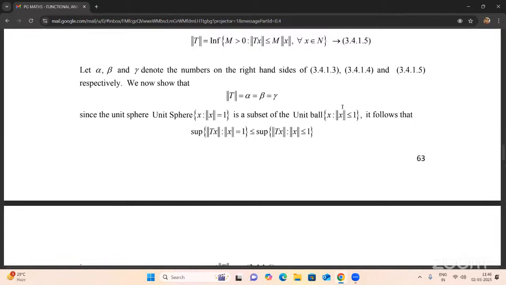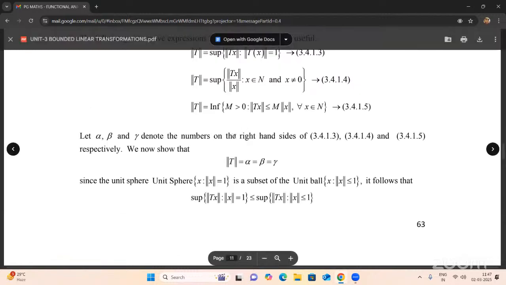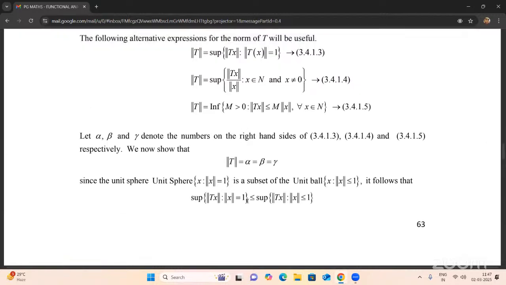According to the definition of a sphere, a set of points in space which are at a constant distance from a fixed point is called a sphere. The constant distance is called the radius of the sphere, and the fixed point is called the center of the sphere. And according to that, for the unit ball, the norm is referred to as the supremum of norm T of X from norm X equal to 1, this value being alpha equal to 1.